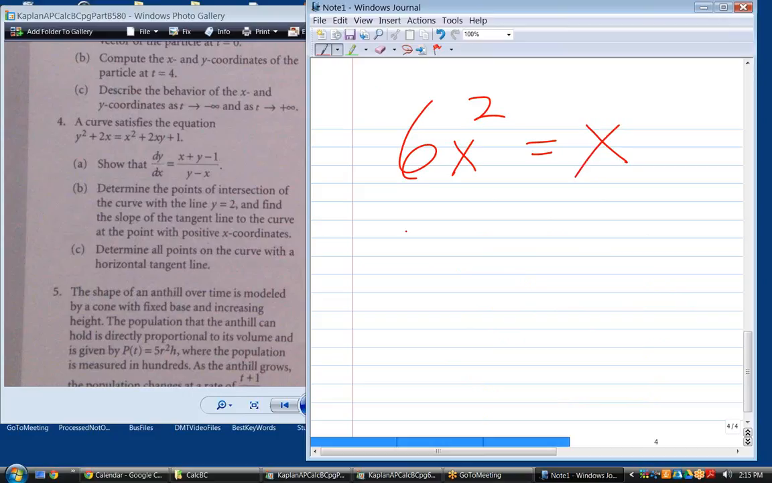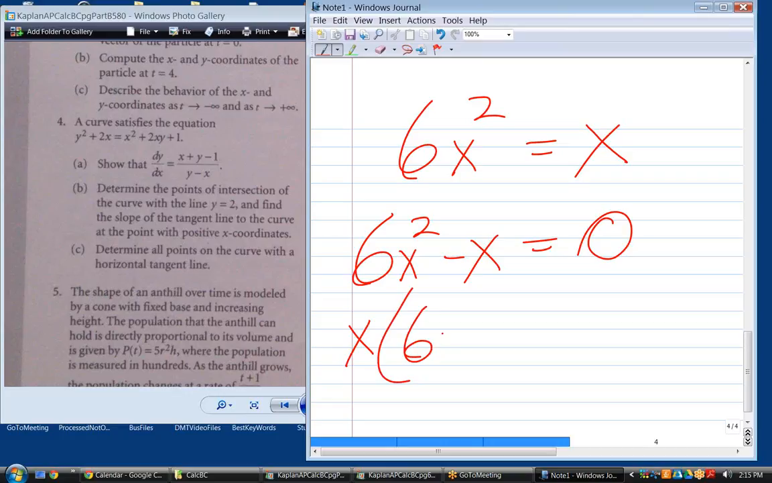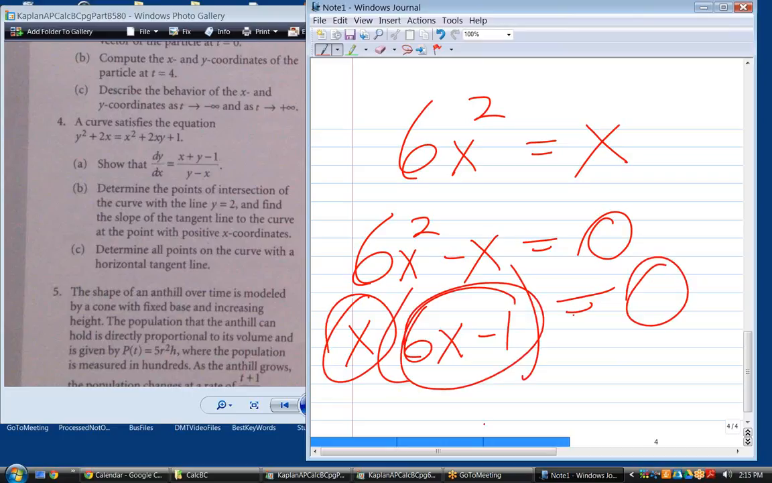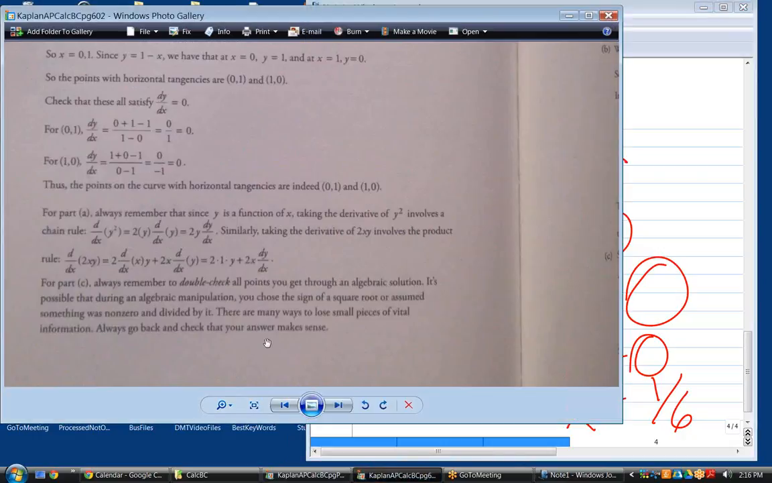The way to do this is to subtract x from both sides, factor out an x. Now you get both solutions. That can be 0, that can be 0. So you get x equals 0 or x equals 1/6. So by solving it algebraically properly, you get both solutions. But that's what they mean by that second comment.